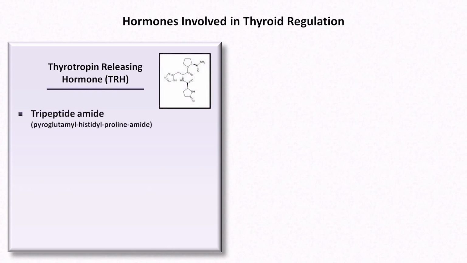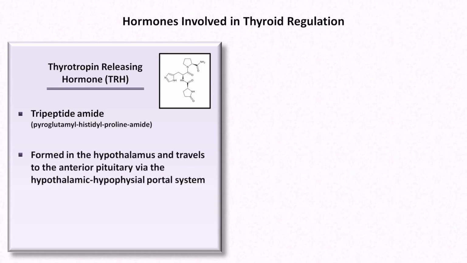TRH is a tripeptide amide, which essentially means it's composed of 3 amino acids. It's formed in the hypothalamus and travels to the anterior pituitary via the hypothalamic hypophyseal portal system. The primary effect of TRH is to stimulate release in the pituitary of the next hormone in the pathway, TSH. Another effect of TRH, which won't be discussed further in this particular video, is to stimulate secretion of prolactin.